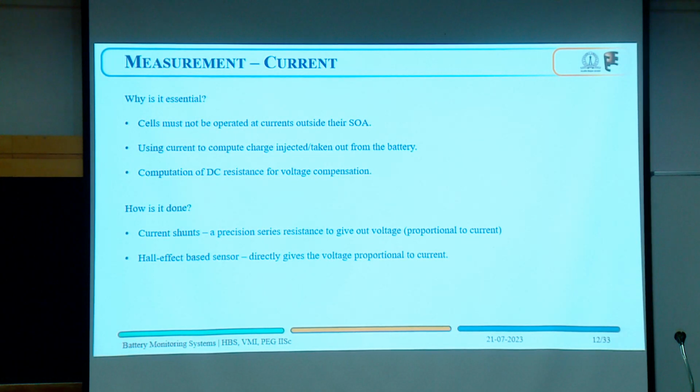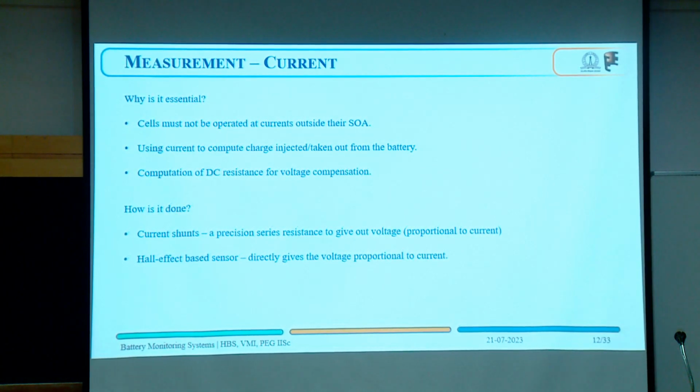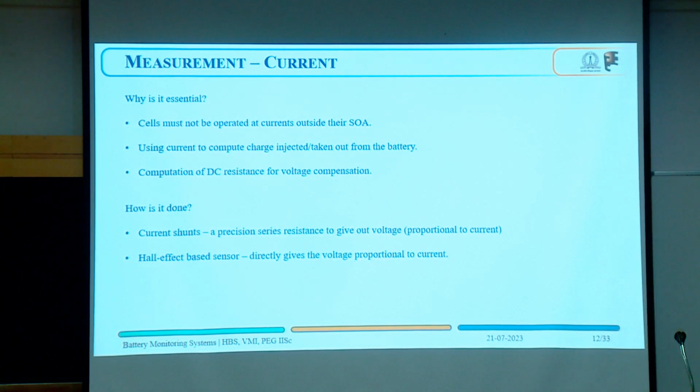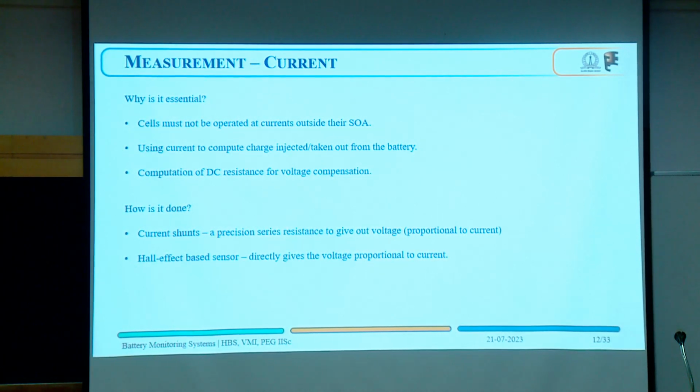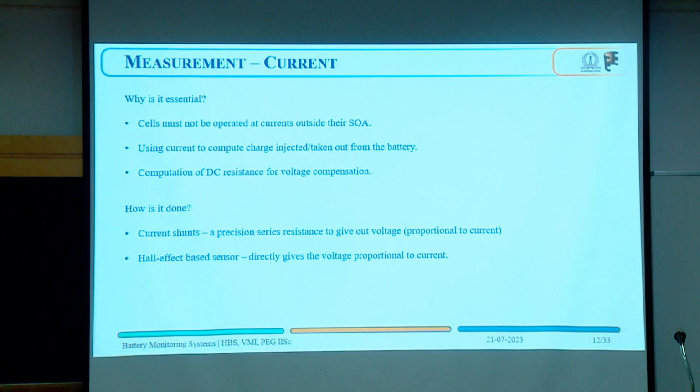A current shunt is basically a precision series resistor which is placed in the current path. Let us say I have a battery here, and then I have a load. If I want to measure the battery current, then I will put a precision series resistor. This is what we call a current shunt. A precision resistor means its resistance will vary within a very small tolerance.